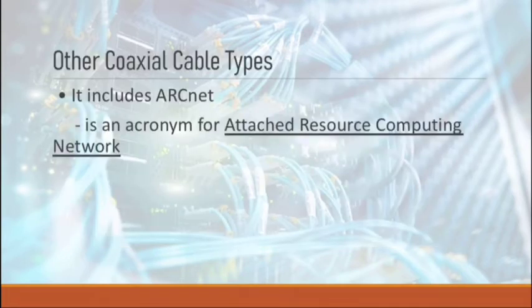Other coaxial cable types. Coaxial cable works for other types of network besides Ethernet and CATV. Other applications for coax include ARCnet. ARCnet stands for Attached Resource Computing Network. ARCnet is an older networking technology developed at Datapoint Corporation in the early 1980s. It supports bandwidth of only 2.5 Mbps, which probably explains why it has faded from use on modern networks.